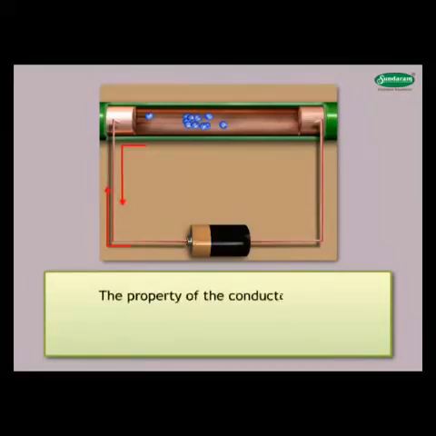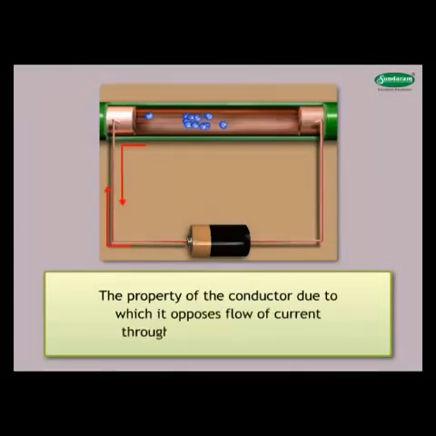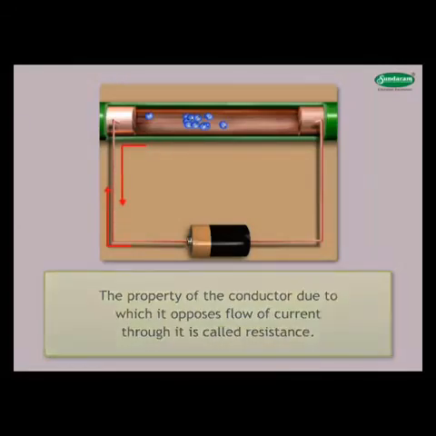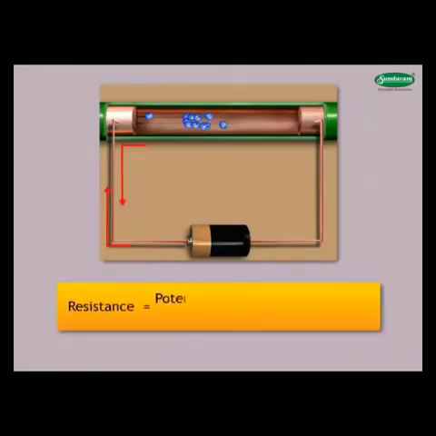The property of the conductor due to which it opposes the flow of current through it is called resistance. It is numerically equal to the ratio of potential difference across its ends to the current flowing through it.